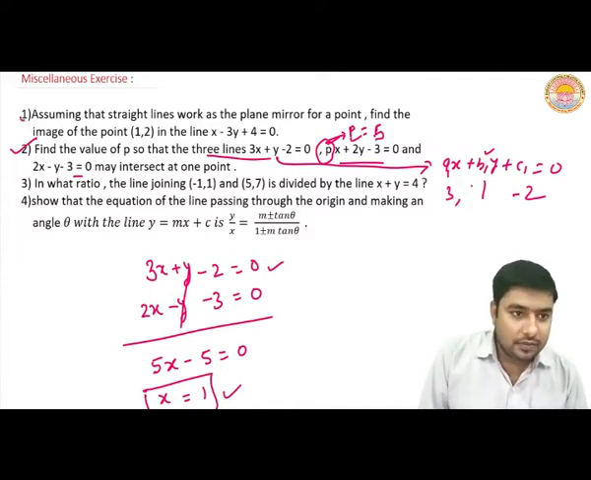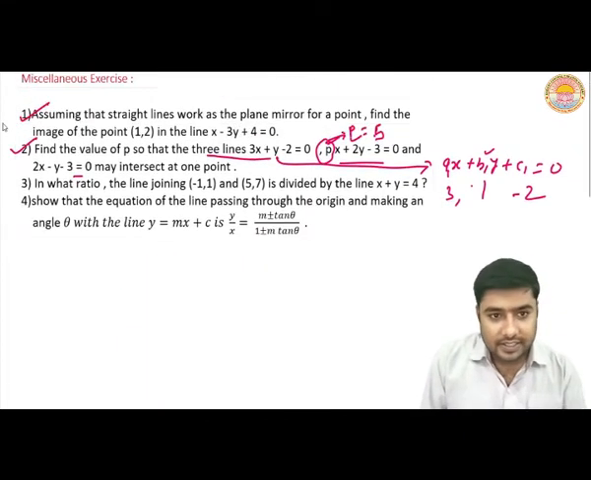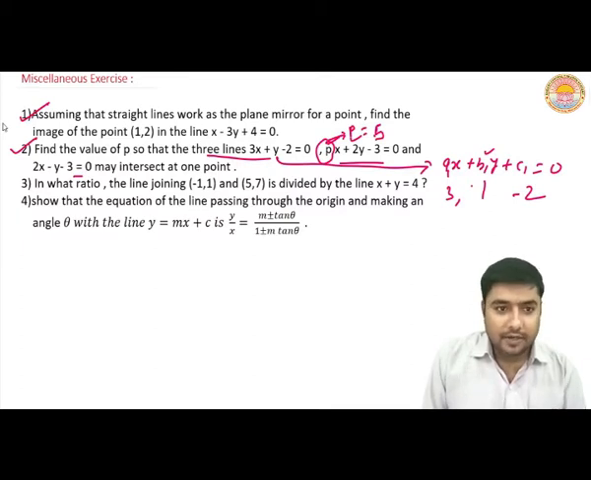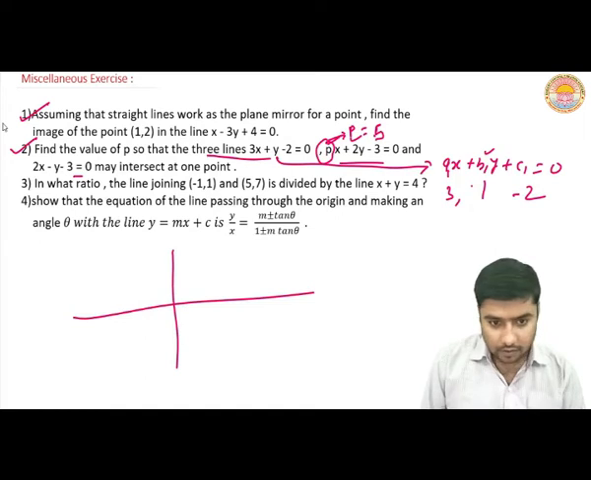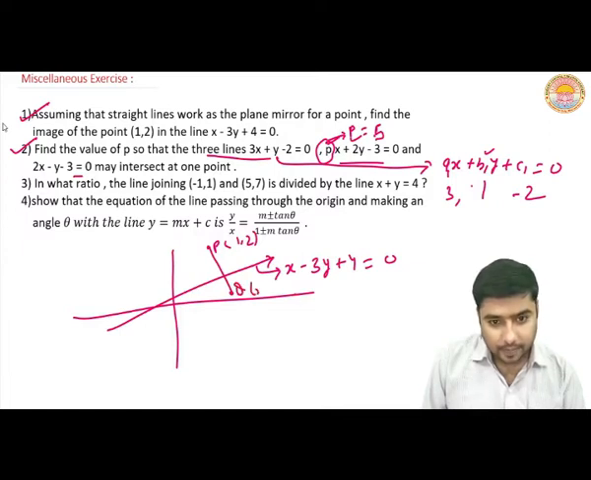Okay, next question is on straight lines. Assume that a straight line works as a plane mirror for a point; find the image of the point in the line. It means here it is given that the equation of the line is x minus 3y plus 4 equals 0, and one point is P whose coordinates are (1, 2), and its mirror image is point Q whose coordinates are (h, k).